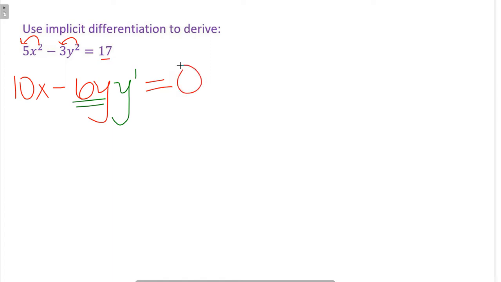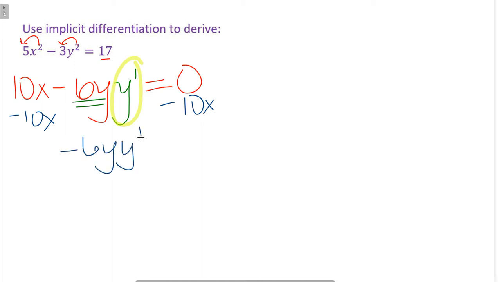All right, so I said it before. What are we now solving for? Some of you get to this step and you say, okay, great, what do I do? We are solving for y prime. All right, so that means we need to isolate it. We need to get everything else away. How do we do that? Well, we'll start by subtracting 10x. Okay, so subtract 10x. Now we have a negative 6y times y prime equals negative 10x.